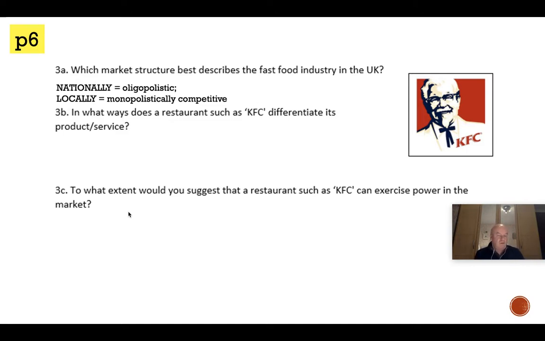Okay, however, you could argue that nationally, and if we think about KFC as the example, nationally it's probably a fairly oligopolistic market. There are some big players in the fast food industry on a national scale, aren't they? We've got KFC, we've got Burger King, McDonald's, and a few others. But actually, there aren't that many that have national chains. And so as a result of that, one could argue in this case, if we're talking about a national picture, then it's an oligopolistic market structure. But if we're talking locally, it tends to be much more monopolistically competitive, okay?